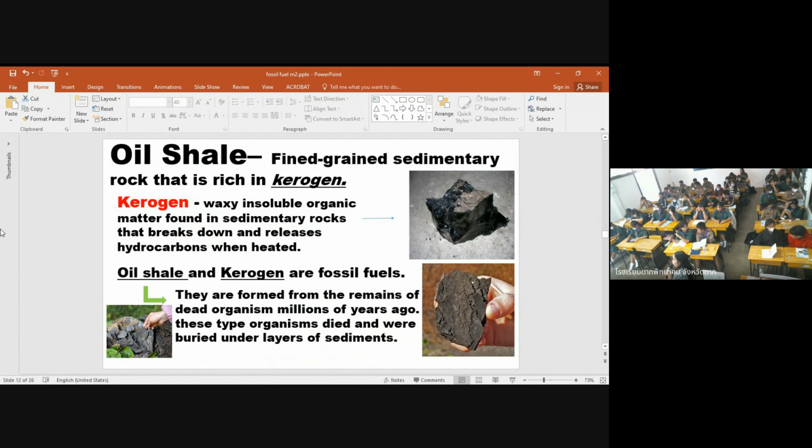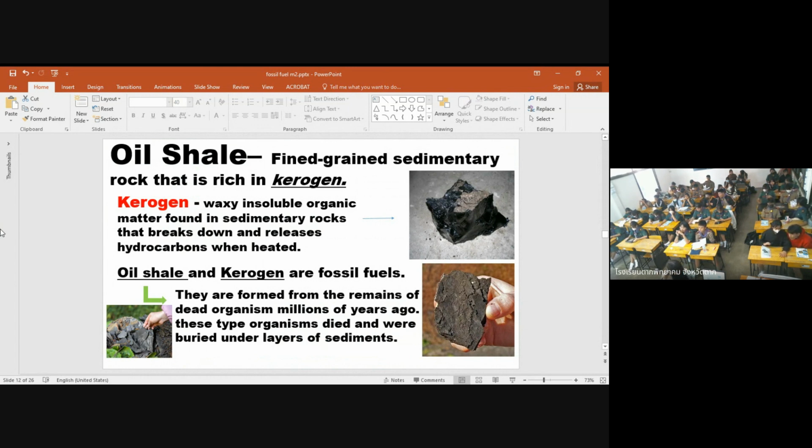Oil shale and kerogen are fossil fuels. They are formed from the remains of dead organisms, buried for millions of years, so long, long ago. That is where we get oil shale. The organisms died and were buried under layers of sediment, and then it produced your oil shale.